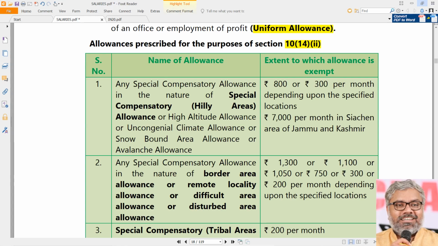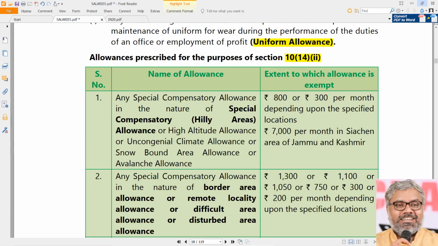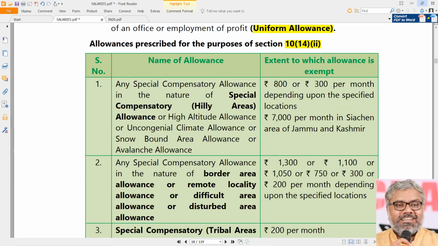For them, if any allowance is given, 800 rupees or 300 rupees depending upon the specified location. So are we going to go and check the specified locations now? Can we do that? Not possible. So what we do? We just ignore it. It's not possible to identify how much allowance is exempt.